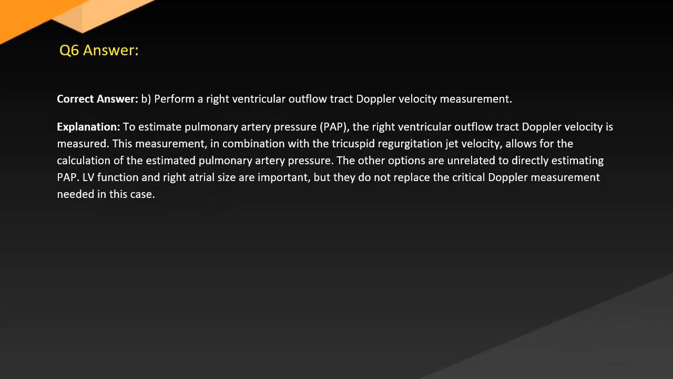Answer. Correct answer: B. Perform a right ventricular outflow tract Doppler velocity measurement. Explanation: to estimate pulmonary artery pressure (PAP), the right ventricular outflow tract Doppler velocity is measured. This measurement, in combination with the tricuspid regurgitation jet velocity, allows for the calculation of the estimated pulmonary artery pressure.